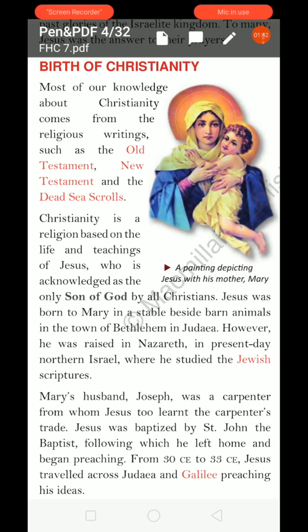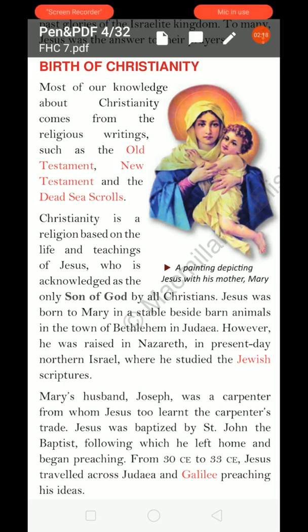So in the first paragraph, the first thing we discussed was religious writing: the Old Testament, New Testament, and Dead Sea Scrolls. Three religious writings they have. Second, it's totally a belief on how to live life. Third, they believe Jesus is the Son of God. And he was born in the town of Bethlehem, today in northern Israel. Next paragraph.